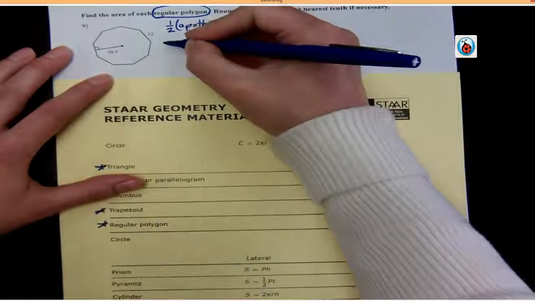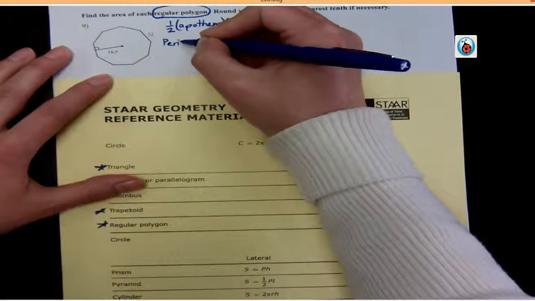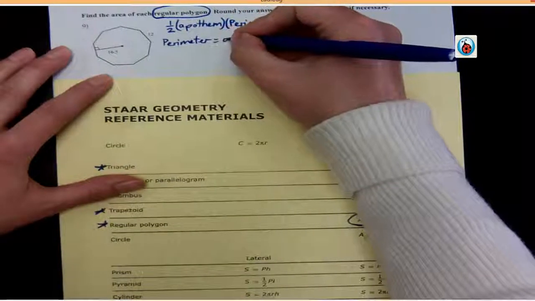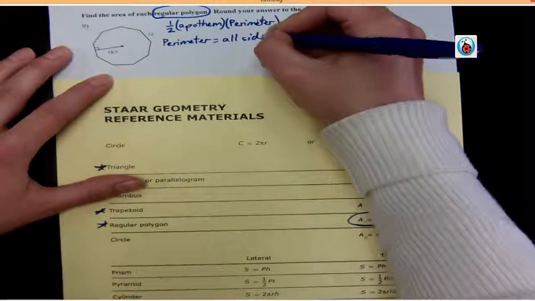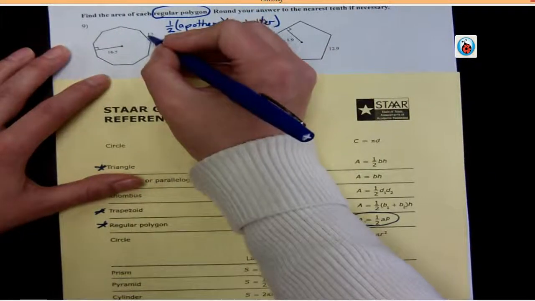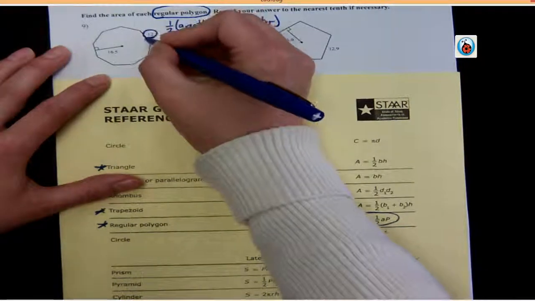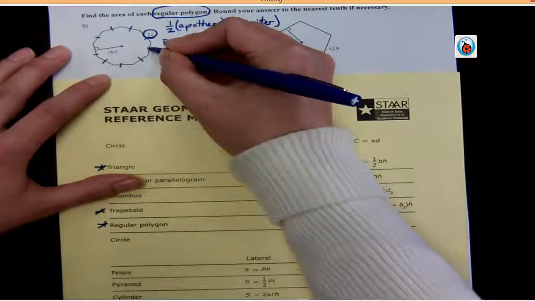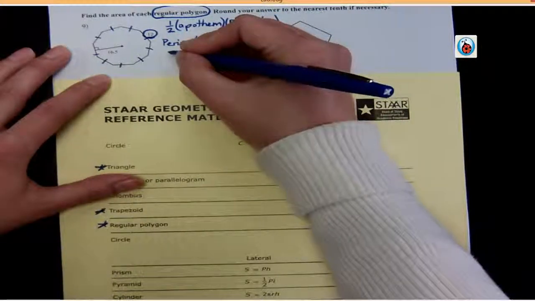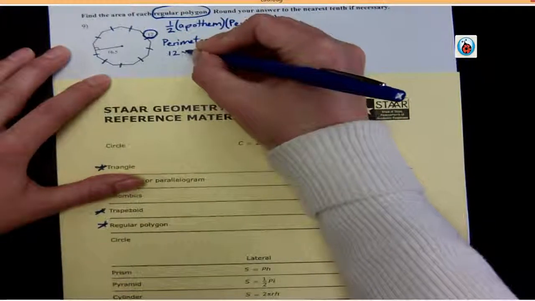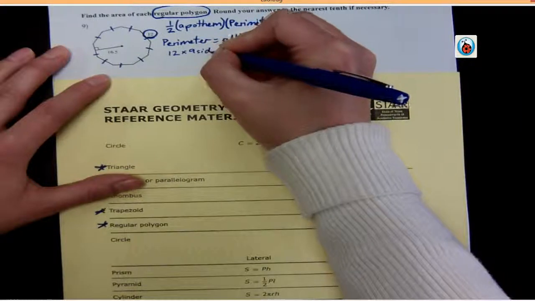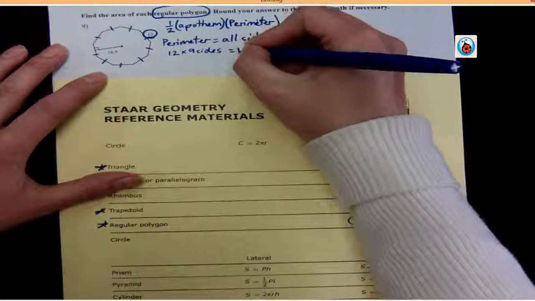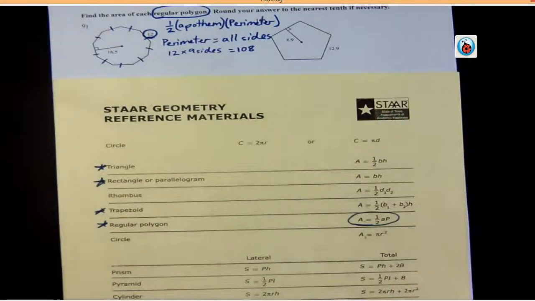So perimeter, add all the sides. And so we're just going to count up. One side is 12, and I have 1, 2, 3, 4, 5, 6, 7, 8, 9 sides. So I just do 12 times 9 sides to equal 108. Okay, so that's easy.